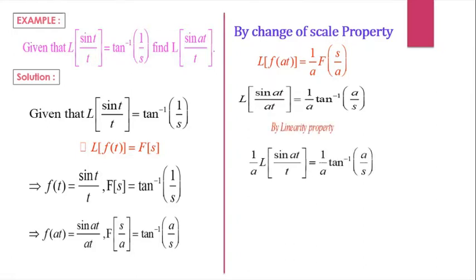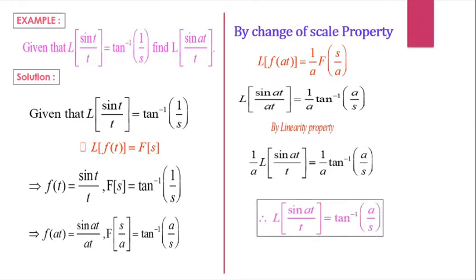Now by the linearity property, we write it as 1 by a Laplace of sin at divided by t, which is equal to 1 by a tan inverse a by s. Cancelling 1 by a on both sides, we get the result of Laplace of sin at divided by t as tan inverse a by s.